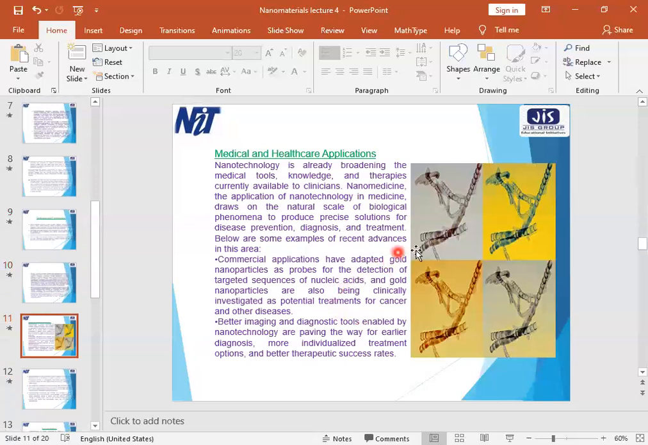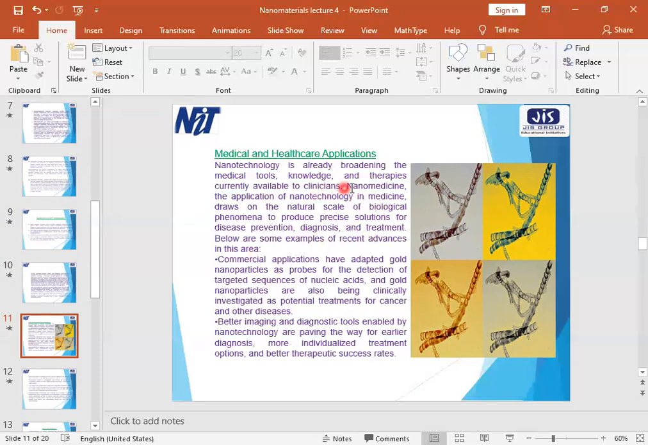Now, medical and healthcare applications. You see, these are carbon nanotubes, which are used for treating cancer. Nanotechnology is already broadening medical tools, knowledge, and therapies. I told you that nanomaterials are rust-free. They do not suffer from corrosion. So if surgery tools are made of nanomaterials, they will not have any corrosion, and they will not have any infection. So it can be used safely.